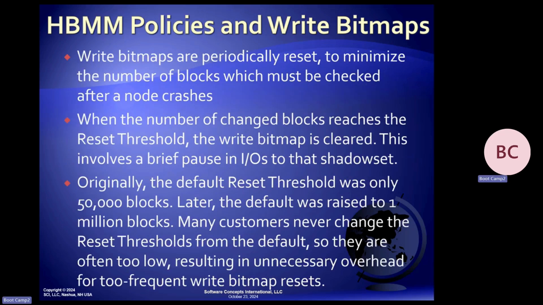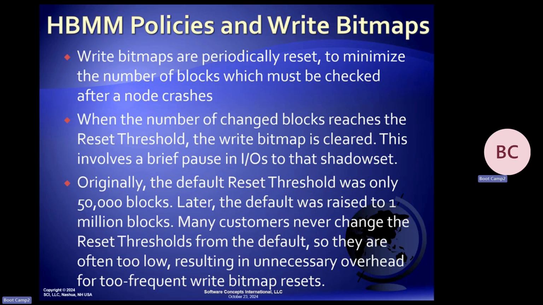These write bitmaps get periodically reset. Basically, when the number of blocks that has changed reaches a certain level, then you'll do a reset. That pauses IO to the shadow set, so there's a brief pause in IO. You don't want to do that too often. And I've seen cases where people still have the original 50,000 block reset threshold on their host-based mini merge policies. Later on, VMS changed the default to 1 million blocks, but many folks still have the old one.